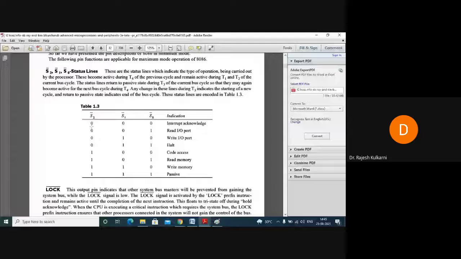So this is the S2 bar, S1 bar and S0 bar. Okay. So you can look at the first line here. They indicate the type of operation. Okay. And they'll become active at T4. And look at this. What type of operation it is, whether it is interrupt acknowledge, read IO, write IO, halt, code access, read memory, write memory, and so on. Okay. So this is about the status lines.